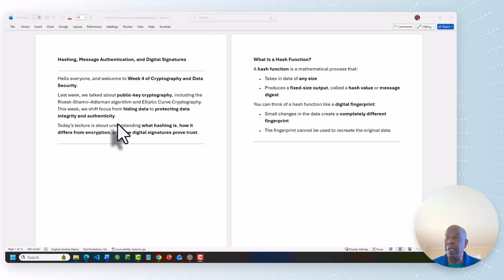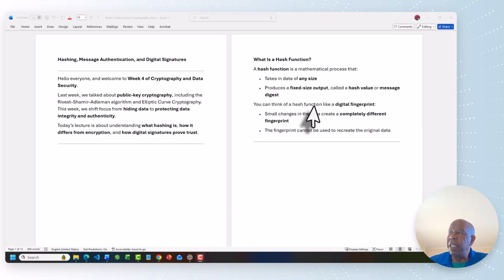Today's lecture is about understanding the concept of hashing and how it differs from encryption. So we've been concentrating on encryption, but hashing is another method for securing information, and how digital signatures prove trust. We're going to talk about what they are, how they're created, and how they're used in this world of data security. What is a hash function?